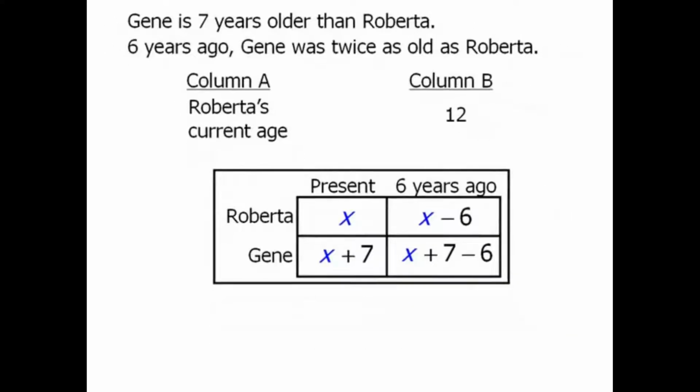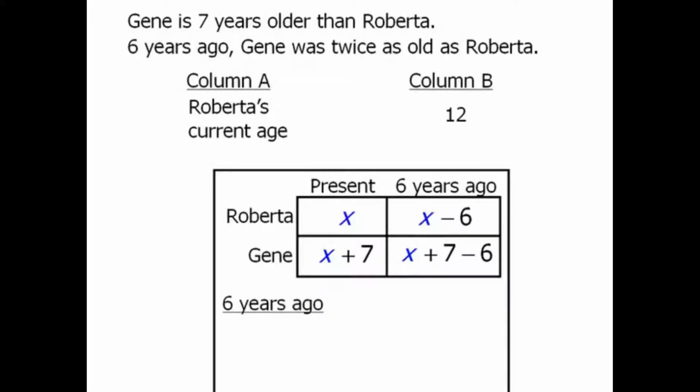So here's what we know about their ages 6 years ago. 6 years ago, Roberta's age was X minus 6, and Jean's age was X plus 1. Now at the moment, these two ages are not equal. The question tells us that Jean's age is twice Roberta's age. So if we take Roberta's age and multiply it by 2, this will be equal to Jean's age.